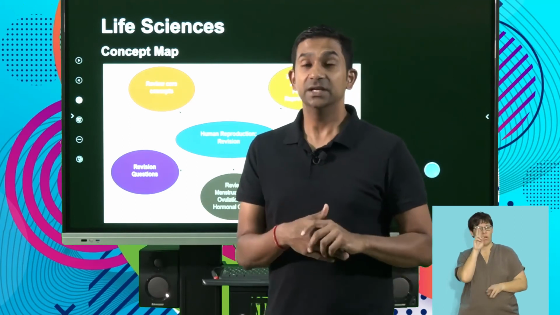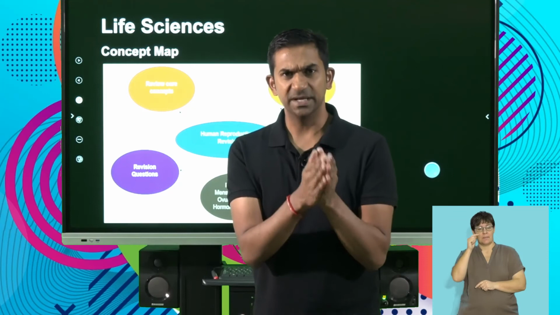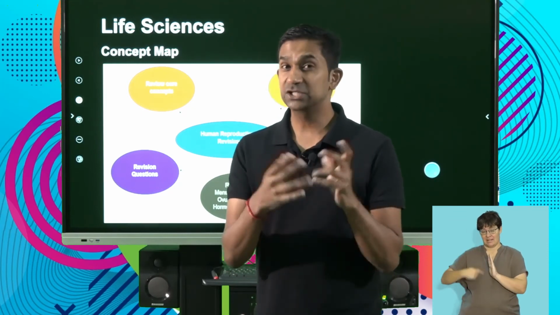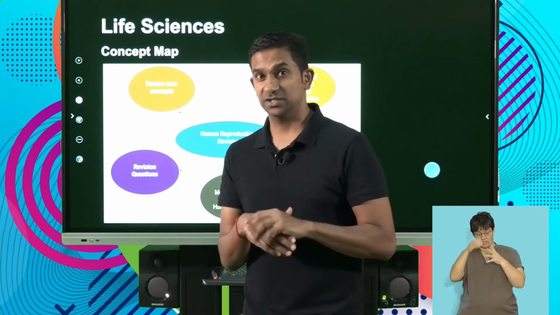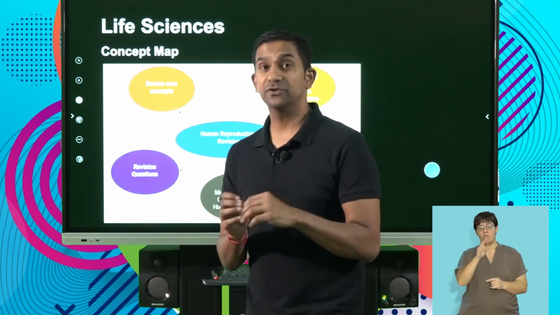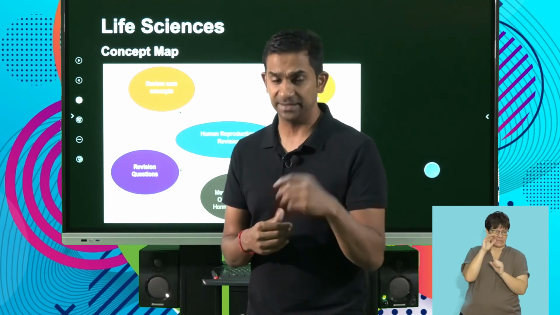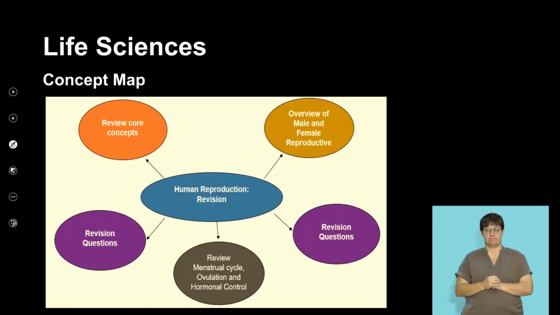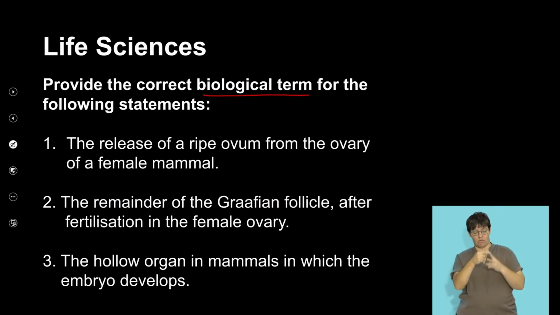We've been looking at a revision lesson on human reproduction with a special focus on the menstrual and the ovarian cycles. Let's continue trying to understand how we can better improve the understanding of these concepts. In our next bit, we've got to look at some terminology, and then we'll take some questions that require a bit more in-depth understanding. Right. So, provide the correct biological terms for the following statements.